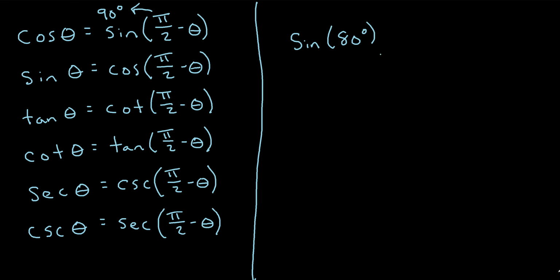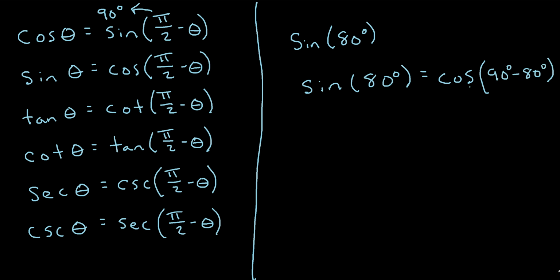Let's try another one. Let's say we have the sine of 80 degrees. How could we rewrite this using a cofunction identity? Well, over here we see the sine of an angle is equal to the cosine of pi over 2 minus that angle. So we can say the sine of 80 degrees is equal to the cosine, and remember pi over 2 is the same as 90 degrees, so we'll say 90 degrees minus that 80 degrees. So we get the sine of 80 degrees is equal to the cosine of 10 degrees. These two values will be equal, the sine of 80 degrees and the cosine of 10 degrees.